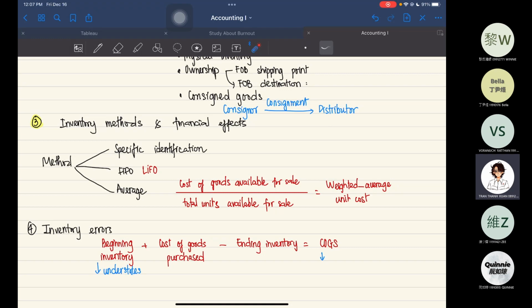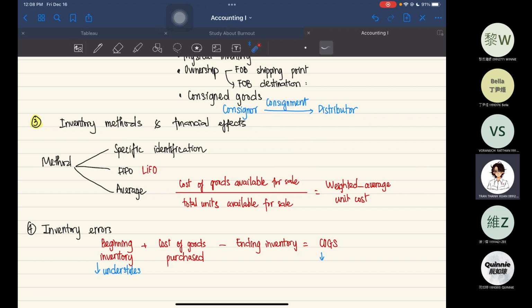Let's say, for instance, specific identification: you have two items, $50 per item. You sell one item, which equals $50. So in the inventory, you must deduct exactly that $50.